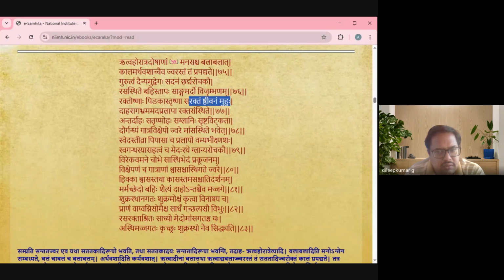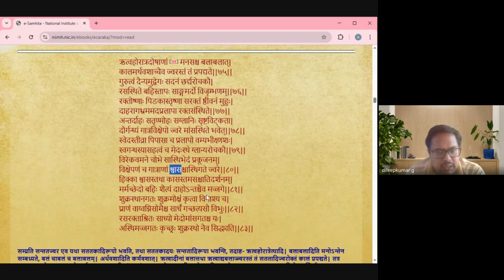Mamsagata Jwara will result in Antardaha, Srushta Vitakata, excessive evacuation, Dorgandhyam, Gatra Vikshepa, sometimes tonic-clonic convulsions. Medogata Jwara will result in Swedas Tivra, excessive sweating, Pipasa, Pralapa, Vami Abhikshanam, excessive vomiting. Astigata Jwara will result in Vireka Vamanam cha ube, vomiting and diarrhea, loose stools, Vikshepanam cha Gatranam, convulsions in the body, and Shwasa.